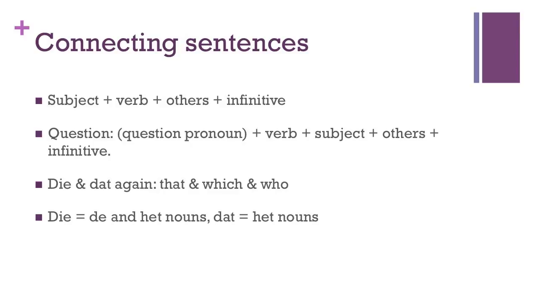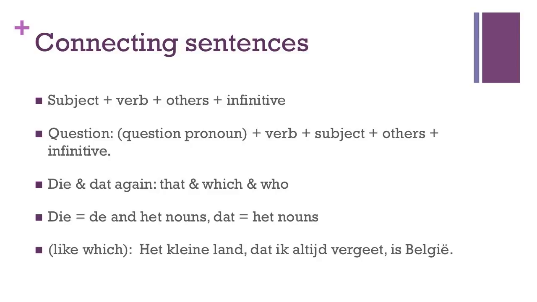So the difference between die and dat is that die is for de nouns and the plural, and dat is for the het nouns. So it's not the same difference between that, which, and who. However, the difference between who, that, and which is important for structuring the sentence in Dutch. If it's translated like which, it means it's not essential in the sentence and it's in between commas.